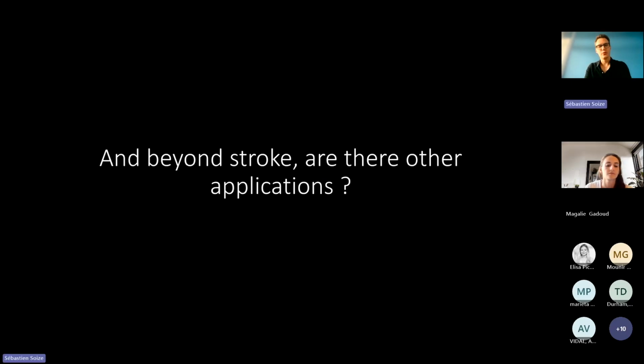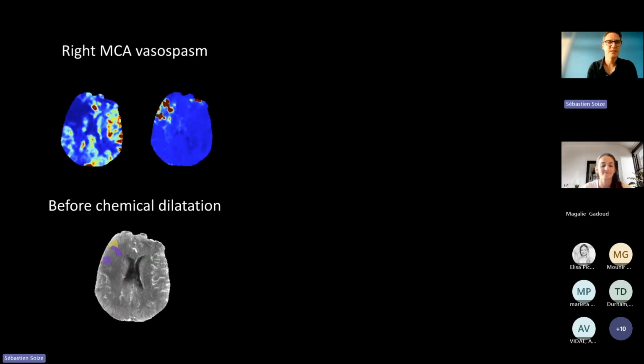So I told you we were using this also for other applications. I'm just going to show you one case. This case was a patient with right MCA vasospasm after subarachnoid hemorrhage that has been embolized. And here we see that there's a small core and a small penumbra before chemical dilatation.